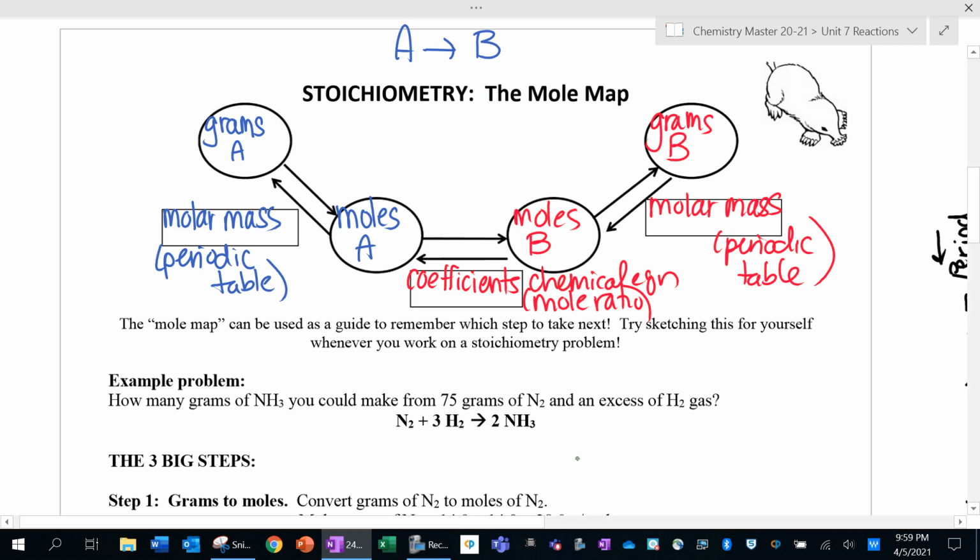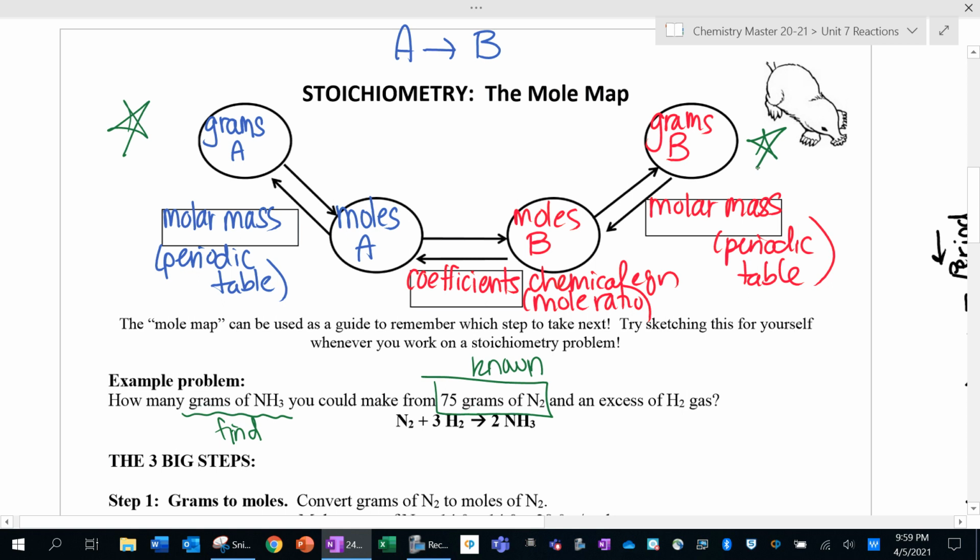Okay, I'm starting over here with grams of a reactant. So that's my known. Whenever you're problem solving, it's always good to ask yourself, what do I know, and what am I trying to find? What I'm trying to find is grams of NH3. So that's my unknown, however you want to label it. I want to find grams of this other thing.